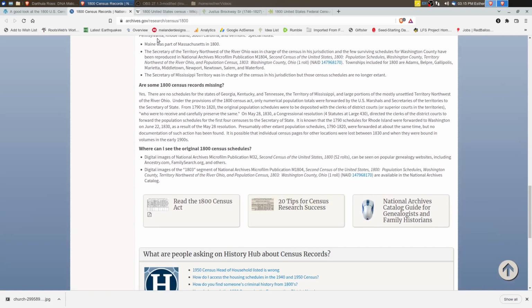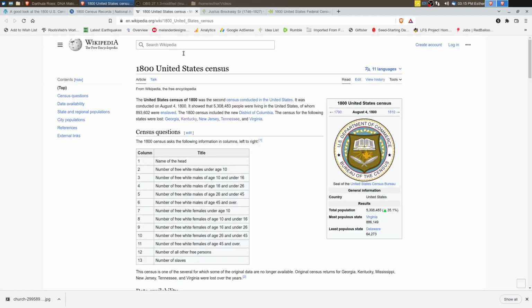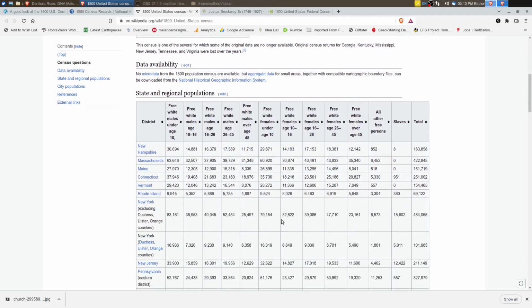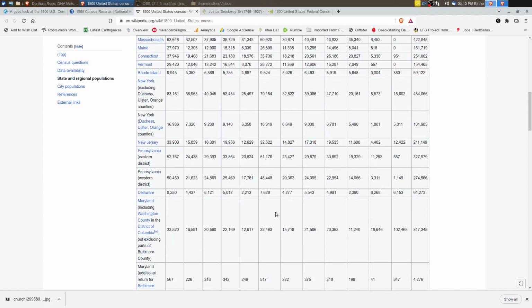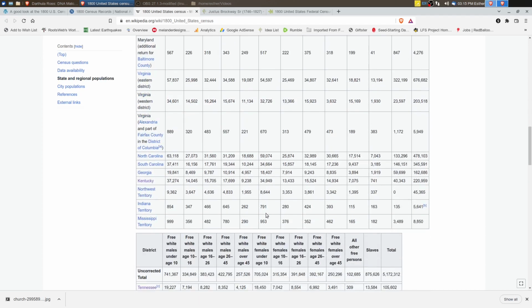The Wikipedia article for the 1800 U.S. Census includes statistical information if you're interested in that. I find it easier to look at the Wikipedia page than dig around on the National Archives or U.S. Census Bureau pages. The total population that was reported is 5,308,483 people. And again, the most populous state was Virginia, and the least populous state was Delaware. And then there is a more statistical breakdown for the individual states.